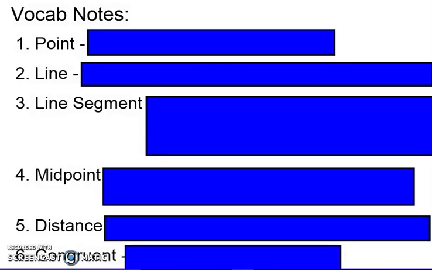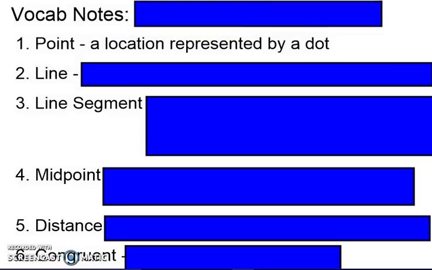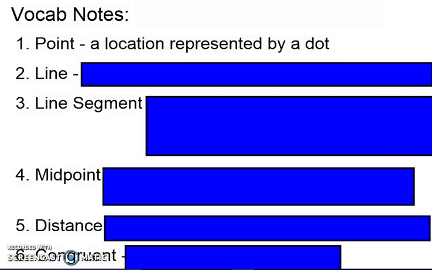Now, the first thing we want to start out with is our vocab. And vocab is really important in geometry, and so we want to make sure before we start the unit that we have that foundation. A point is going to be a location represented by a dot. There are coordinate points. We're going to talk about those. We're going to talk about midpoints. So it is a location represented by a dot.